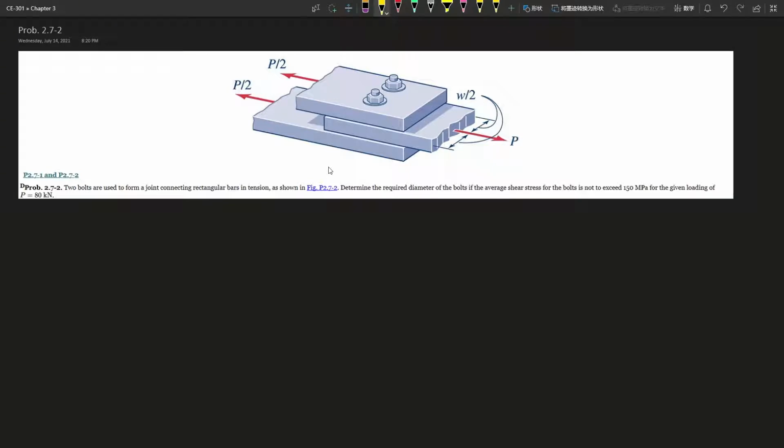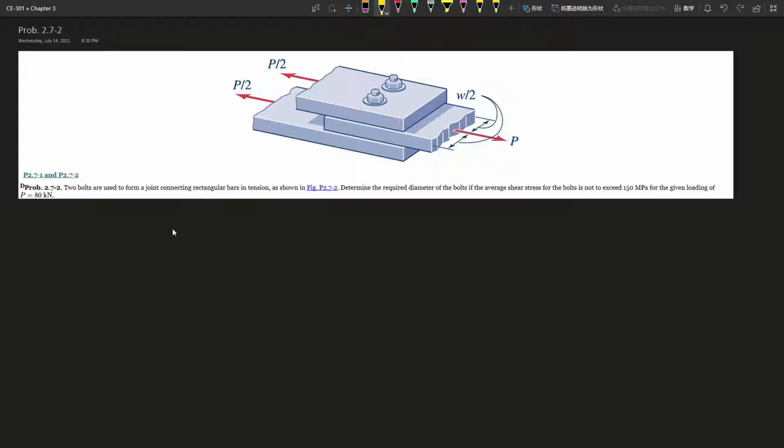All right, so for problem 2.7-2, two bolts are used to form a joint connecting rectangular parts in tension, as shown in the figure. Determine the required diameter of the bolts if the average shear stress for the bolts is not exceeding 150 megapascal for the given loads of P equals 80 kilonewtons.